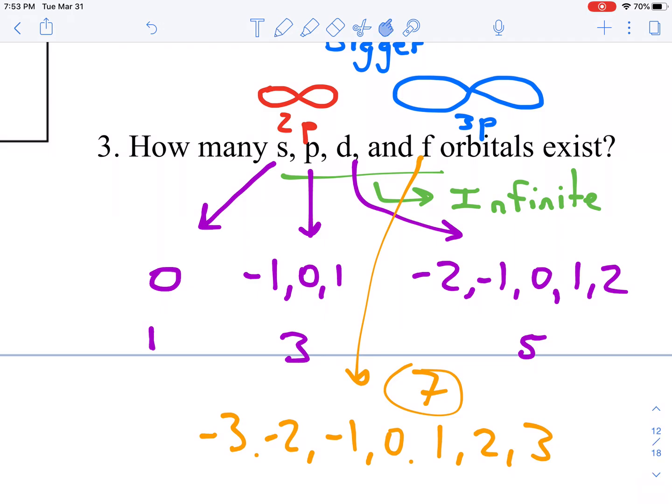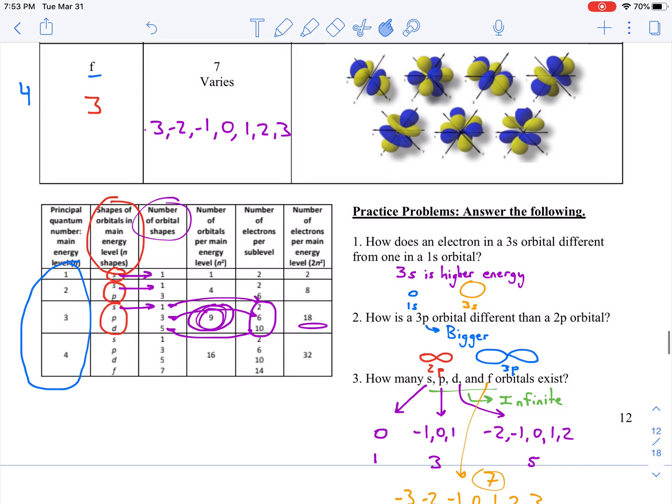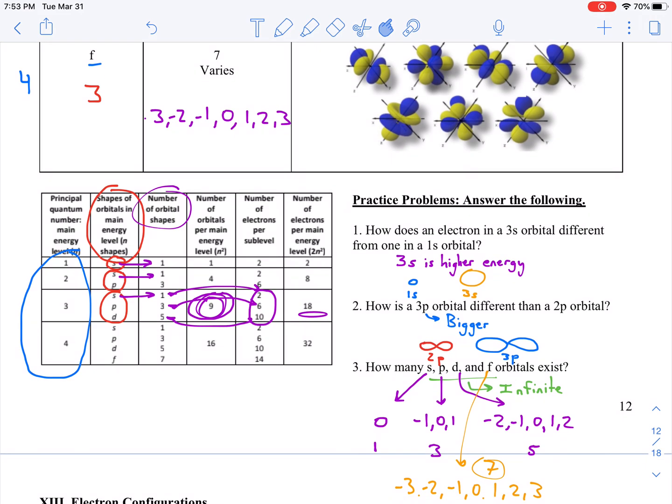Hopefully this made things make a little bit more sense with regard to orbitals and quantum numbers. Again, work in progress, something that we need to keep chipping away at, getting practice with, and that may come a bit more as we start doing something called electron configurations here.